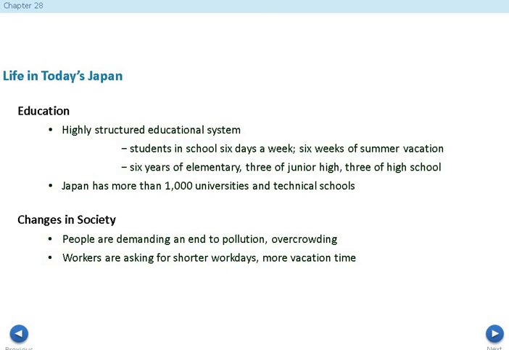Students in school spend 6 days a week, 6 weeks of summer vacation, 6 years of elementary school, 3 years of junior high, and 3 years of high school. Japan has more than 1,000 universities and tech schools, so they put a high emphasis on education. Also, people are demanding an end to pollution and overcrowding, so you're starting to see a change in society's views. Workers are asking for shorter work days and also more vacation time.